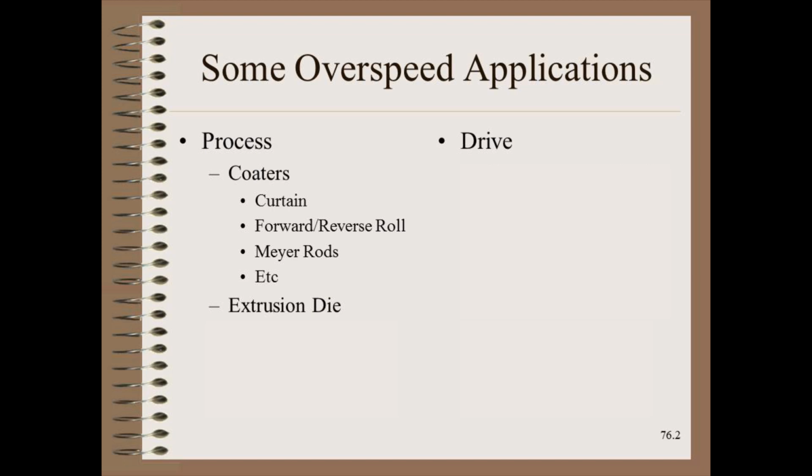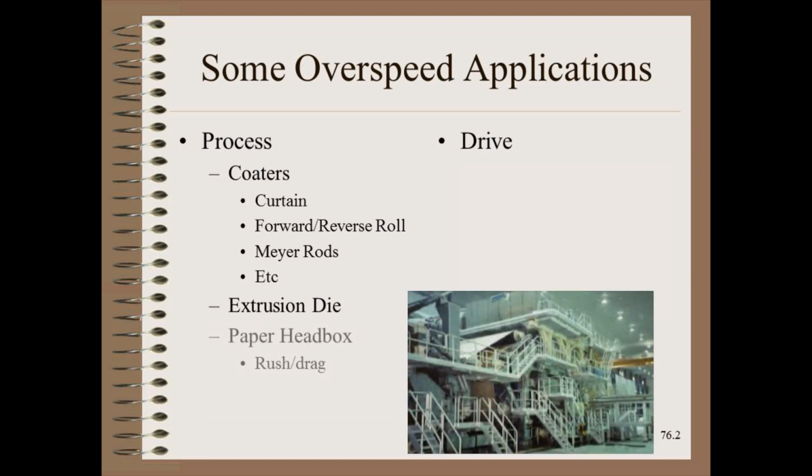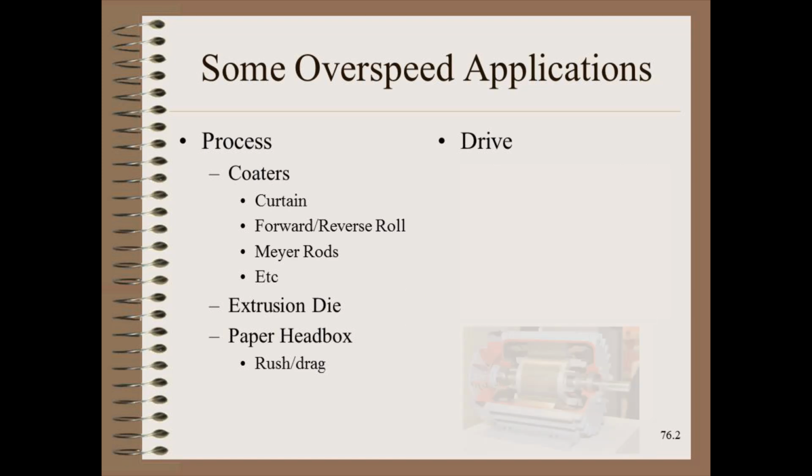As with curtain coating, the final coat weight can be made much thinner than the curtain because the web typically moves faster. In the paper-making head box, the speed of the pulp as it is laid onto the wire can be varied from slightly faster to slightly slower to change the fiber orientation and anisotropy.